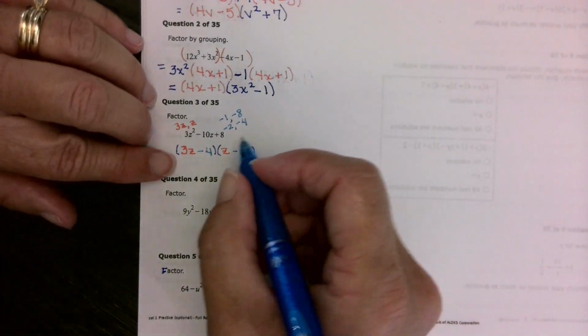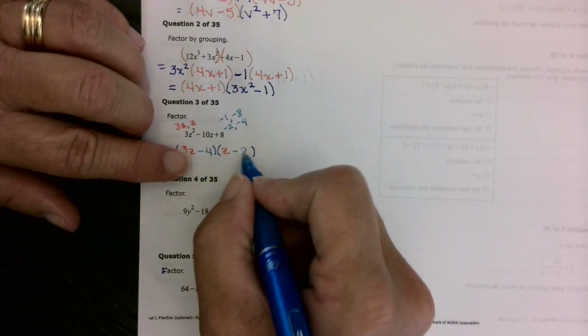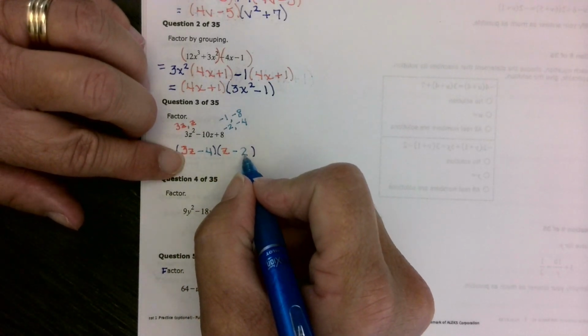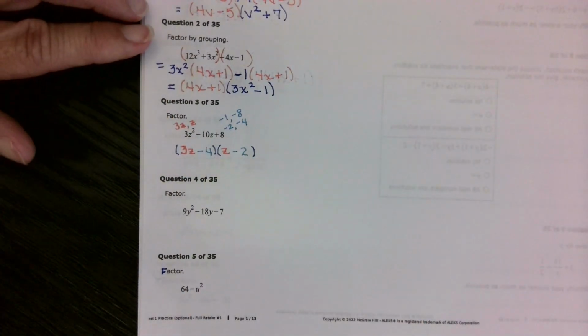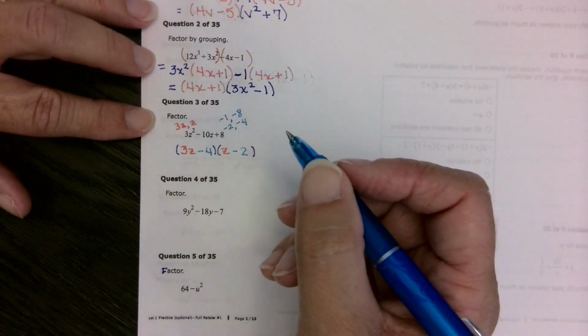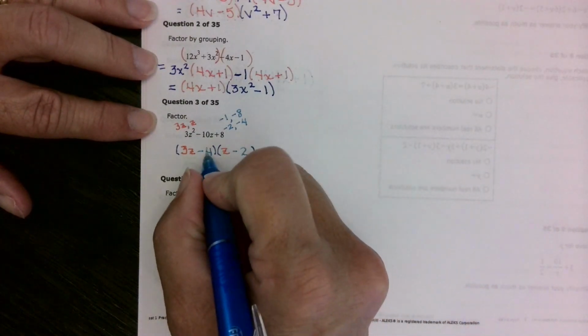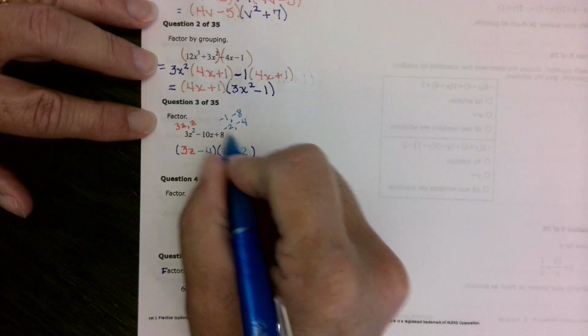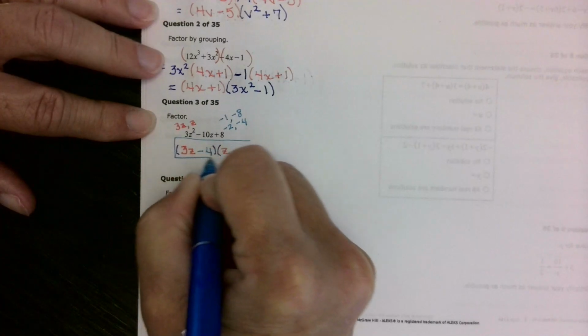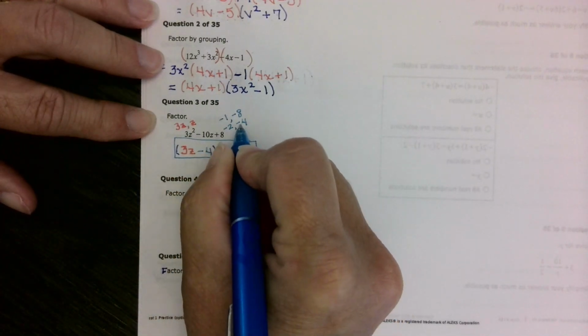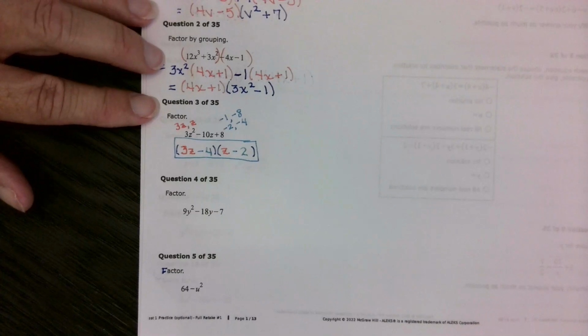Okay, then we would try the 1 and the 8. So we get 3z squared. This gives me negative 6z. This gives me a positive 4z. That gives me the negative 10z. And then negative 4 times negative 2 gives me 8. Okay, so it would help if I knew my multiplication tables to begin with instead of saying 2 times 3. Okay, the other way, that's how I do it.